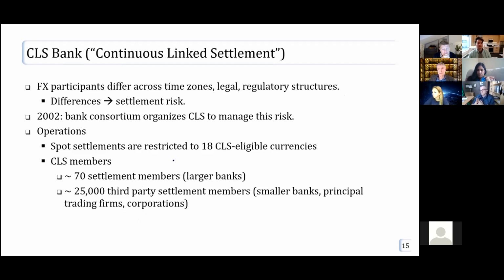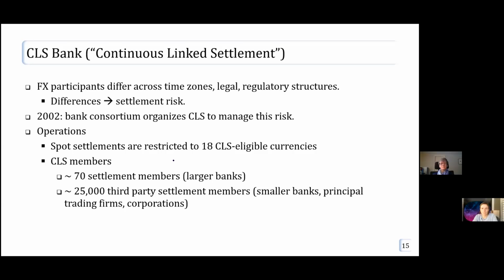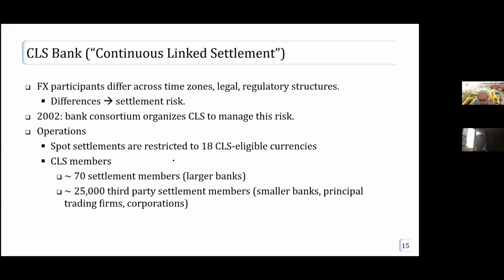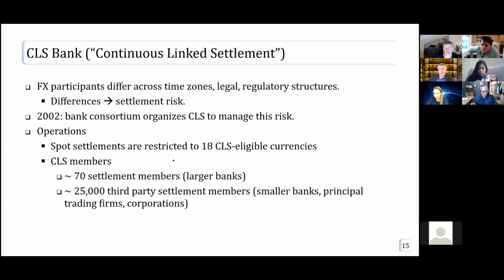Our data come from the CLS bank, and CLS nowadays just stands for CLS, but originally it was continuous linked settlement. And the FX market has always been a global market, multiple time zones, multiple countries, different regulatory and legal structures. And with all this non-overlap, we have settlement risk. And in the early part of the millennium, the banks, under some pressure from regulators, organized CLS to manage this risk. Now, the spot settlements here for CLS are restricted to 18 major currencies, so they don't do all of the some 200 odd currencies used worldwide.